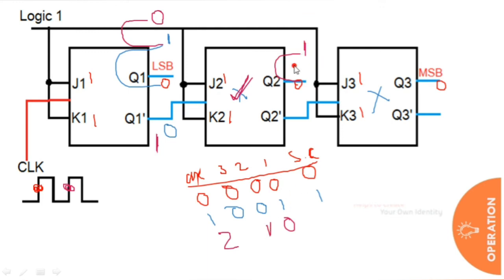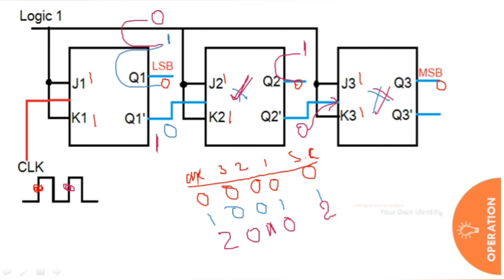It is 1, so Q2 inverse is 0. 0 is applied to the third flip-flop as the clock pulse. So 0 is applied, 1, 1 are the inputs, so no change in the output. 0 is my value. This value is 0, 1, 0, which means 2.